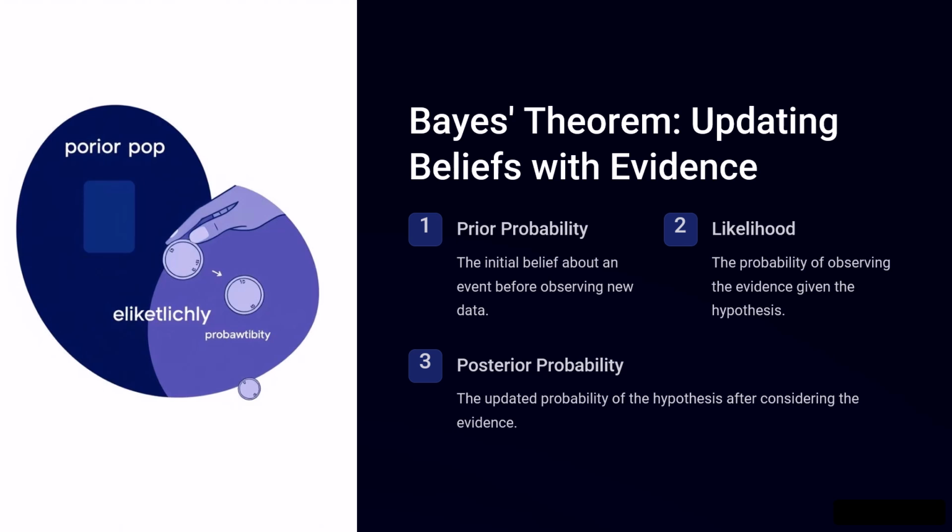Bayes' theorem, updating beliefs with evidence. Prior probability: the initial belief about an event before observing new data. Likelihood: the probability of observing the evidence given the hypothesis. Posterior probability: the updated probability of the hypothesis after considering the evidence.